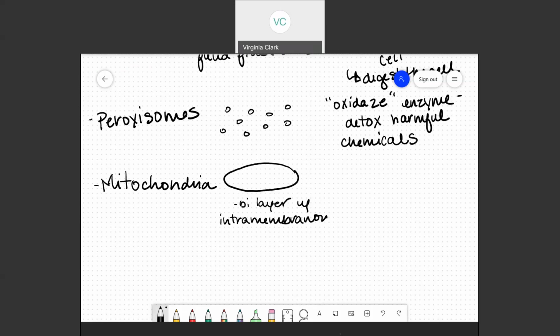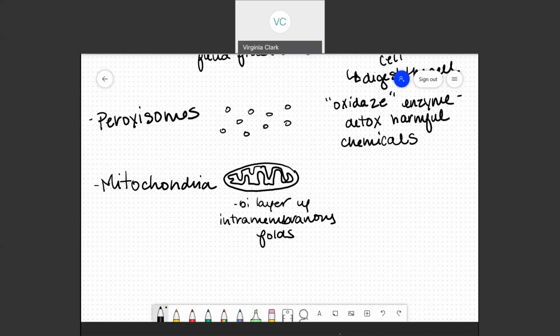So when you have a bilayer with intramembranous folds, that means that it will look like there's a fold, there's a fold, there's a fold, and so on. So this is what it will actually look like, where there is a bilayer. There's one layer all the way around, and then the inside layer, the membrane, is going to be folded.